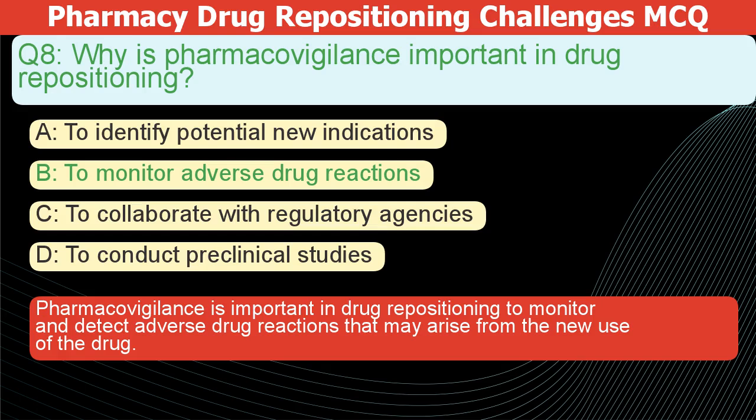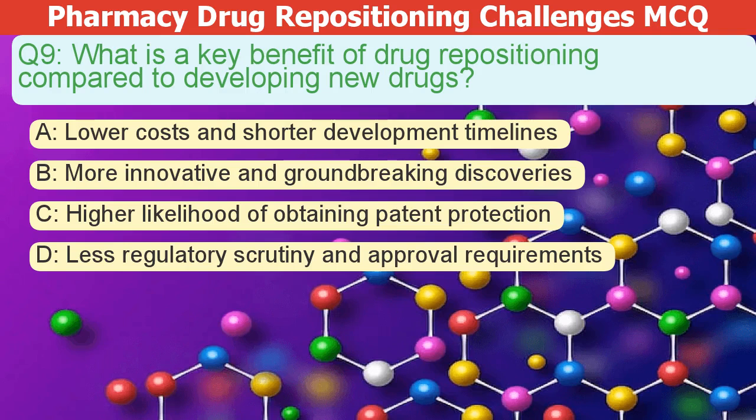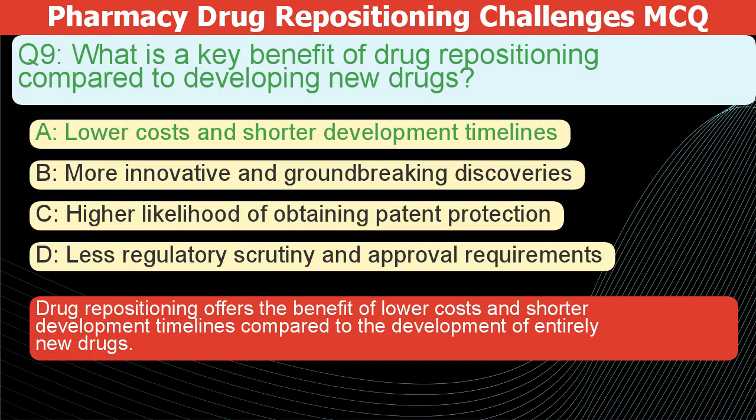What is a key benefit of drug repositioning compared to developing new drugs? A. Lower costs and shorter development timelines. B. More innovative and groundbreaking discoveries. C. Higher likelihood of obtaining patent protection. D. Less regulatory scrutiny and approval requirements. The correct answer is A. Drug repositioning offers the benefit of lower costs and shorter development timelines compared to developing entirely new drugs.